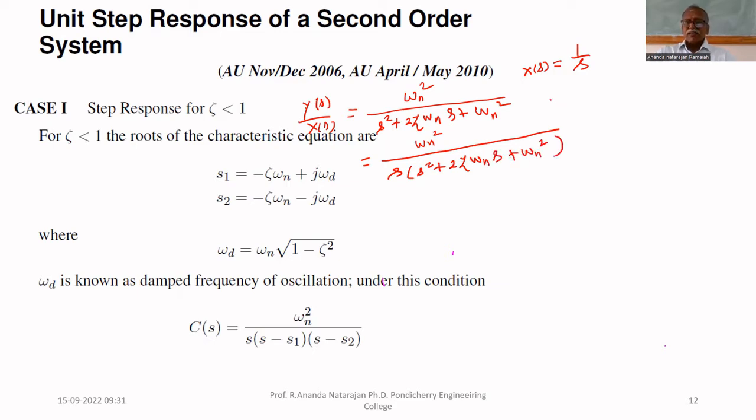Here we are assuming that zeta is less than 1. There are possibilities for the roots: they may be complex, real, repeated, or imaginary. There are four possibilities. Here we are considering only one possibility, based on zeta. That also we'll see.